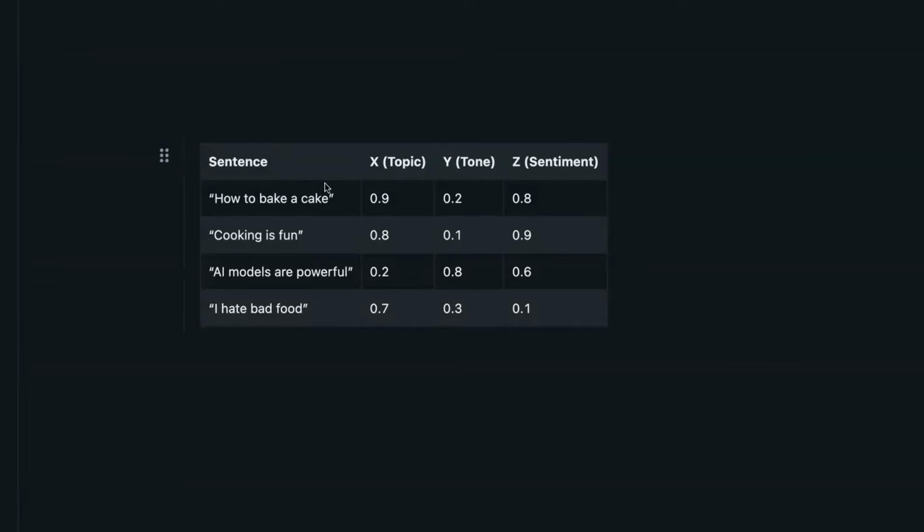Similarly, sentiment is positive, negative. So, how to bake a cake? This is related to cooking, so the topic is very related, so we are giving this 0.9. Tone is neutral, and sentiment is positive. And cooking is fun, so this is also related to cooking, so we are giving this 0.8. But if you see, I have a sentence, AI models are powerful, so this is not related to cooking at all, right? So we are not giving this a very close score. We are giving this 0.2, and the tone is very positive, and the sentiment is also there, right? So this is how you represent any sentence in three different dimensions.